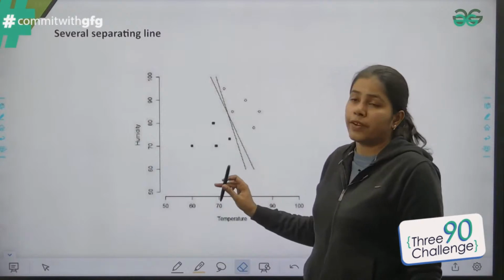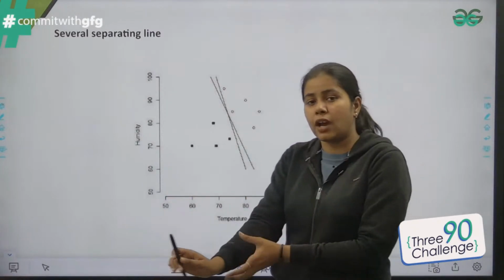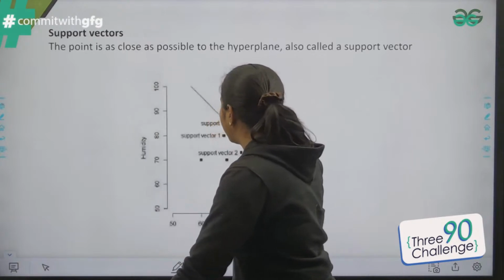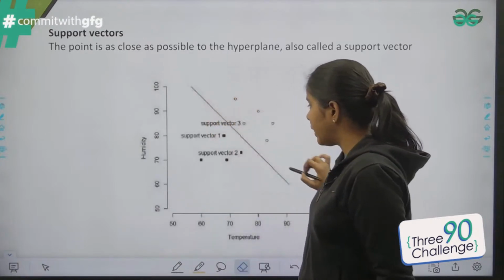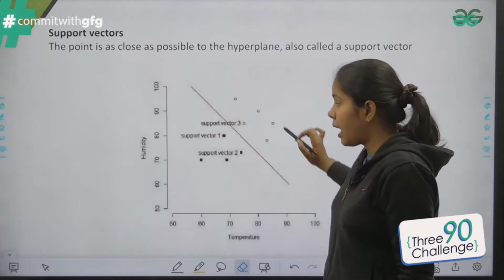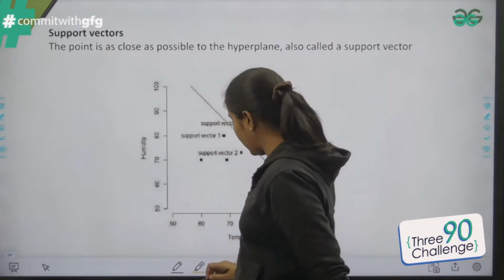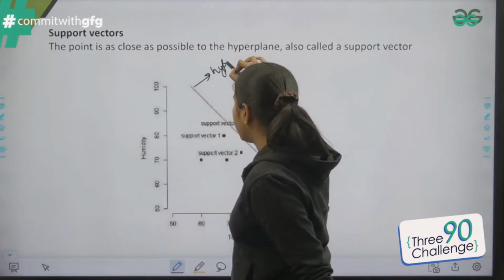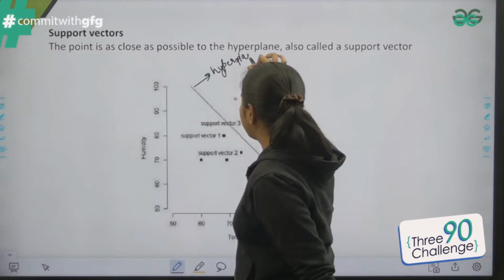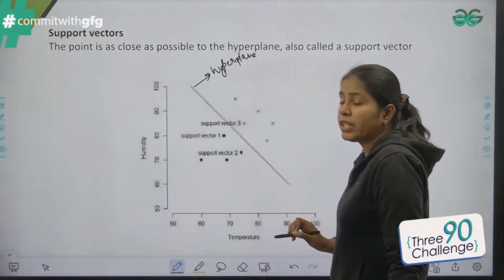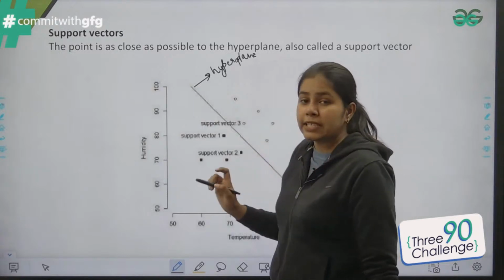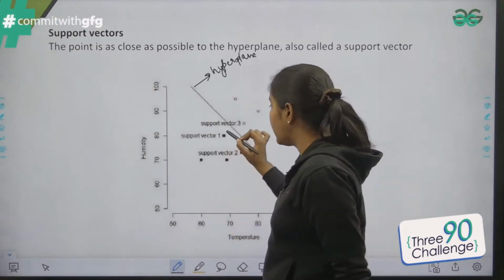So I want to find out a best fit line. How do I find out a best fit line? For that, what would I do? Let's suppose I have taken a line here. We call this line a hyperplane. And we'll take all the points that are closest to this hyperplane, and I'll call those points support vectors.